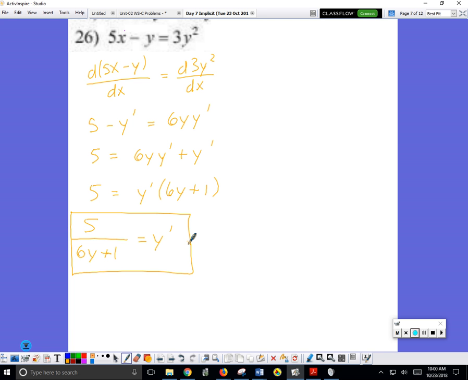Questions on 26? I'm just confused because on the answer, it has it where you move the 6y y prime to the other side, and then move the -5 to -5, and then do that, so you get a completely different answer. So just read what they have. Like, their answer is -5 over -1 minus 6y. Yeah. Perfect. No worries.